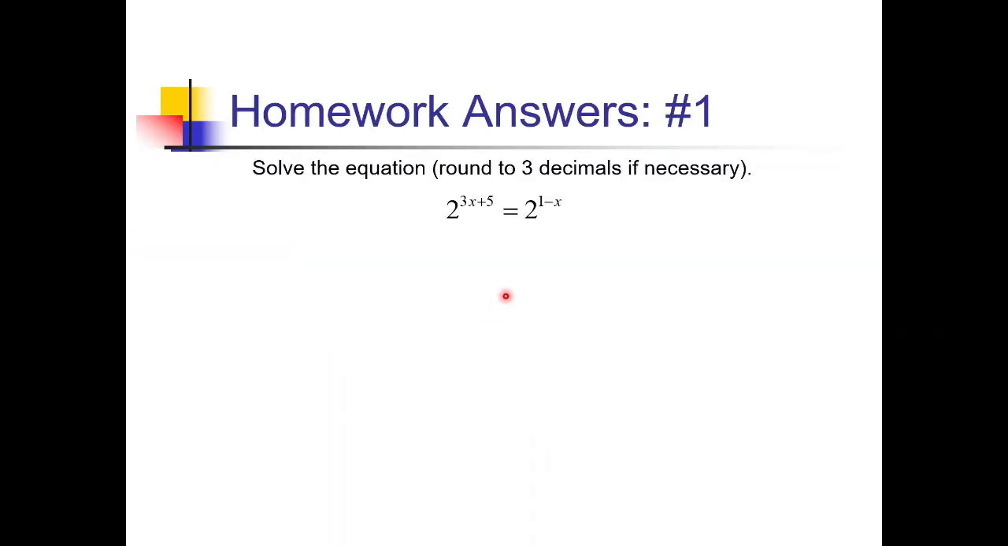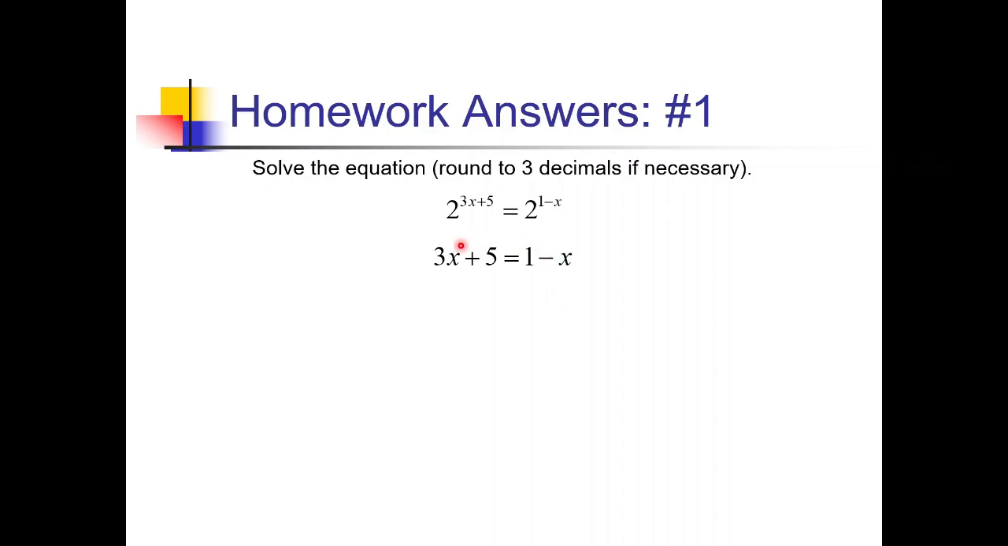On this first problem, I noticed that I have the same base on each side, so I can very quickly just cancel out those common bases and write 3x plus 5 equals 1 minus x. Just set the exponents equal to each other. And now let me just solve for x.